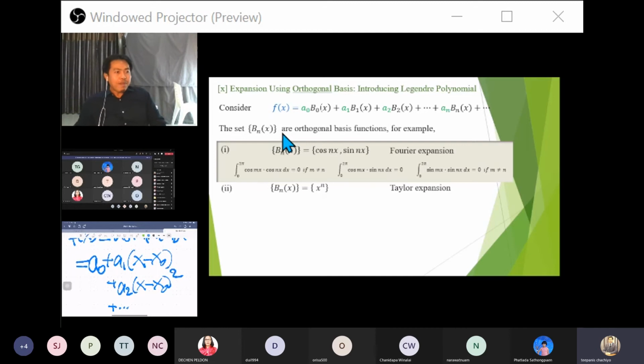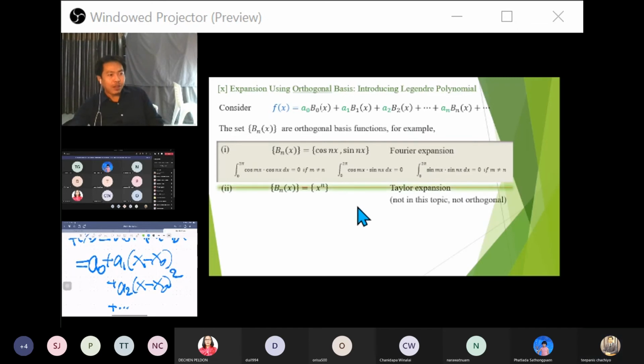What about the Taylor expansion? The polynomials x to the n power are not orthogonal, not in this topic. Why? Because if you multiply x to the first power and x to the second power and integrate them, it's not 0. What about x squared and x cubed? Multiply them, integrate, it's not 0. So it's not orthogonal in this case, not applicable for this topic.